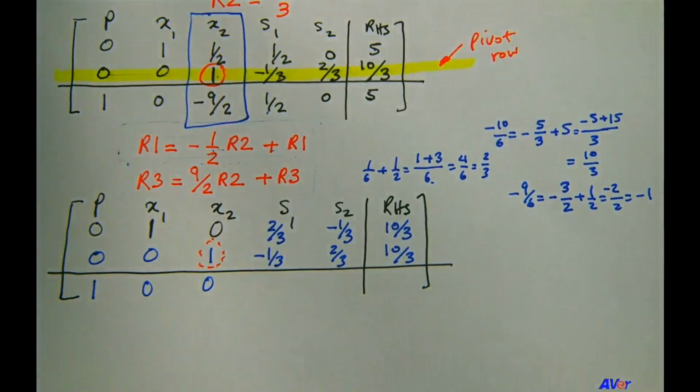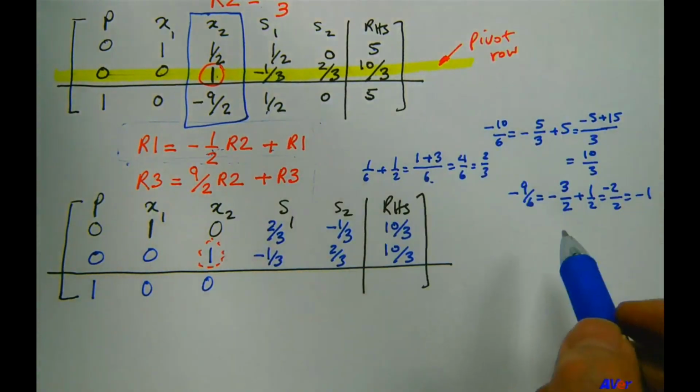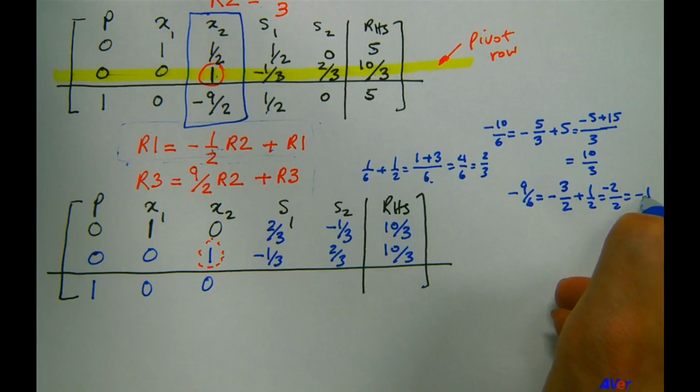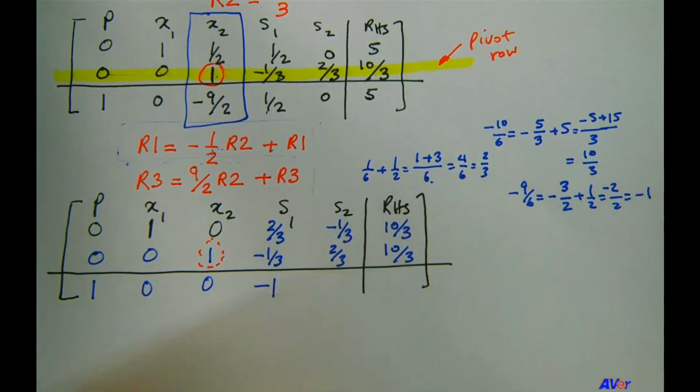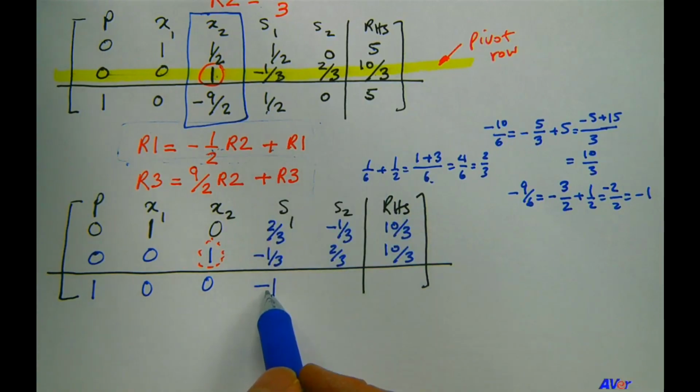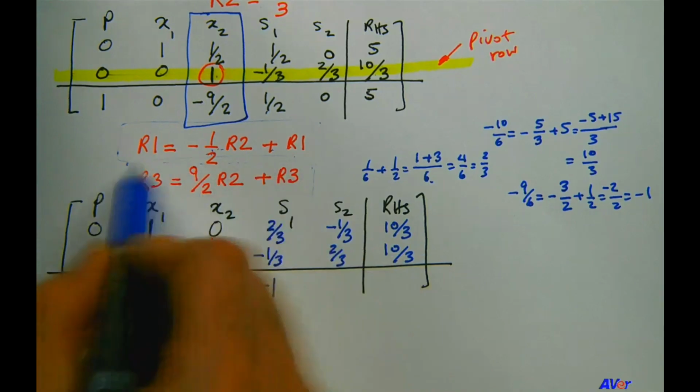Okay, so a lot of this is just carrying out the arithmetic. This negative 1 ends up here. So once again, the way we got this negative 1 is that we're carrying out this row operation.